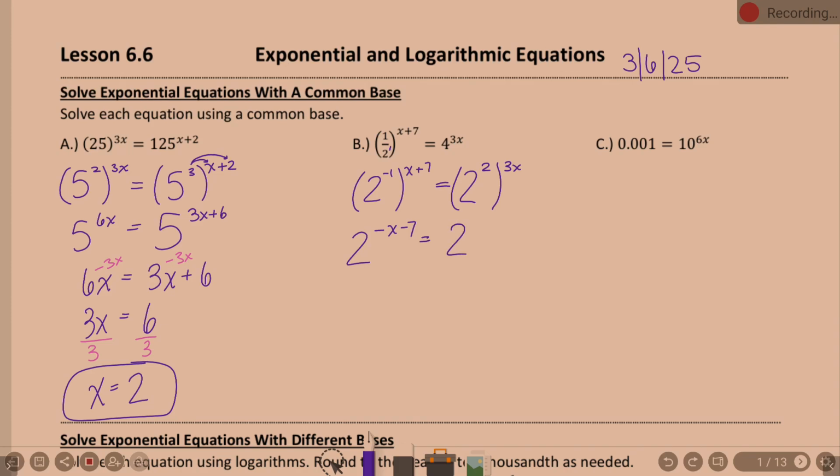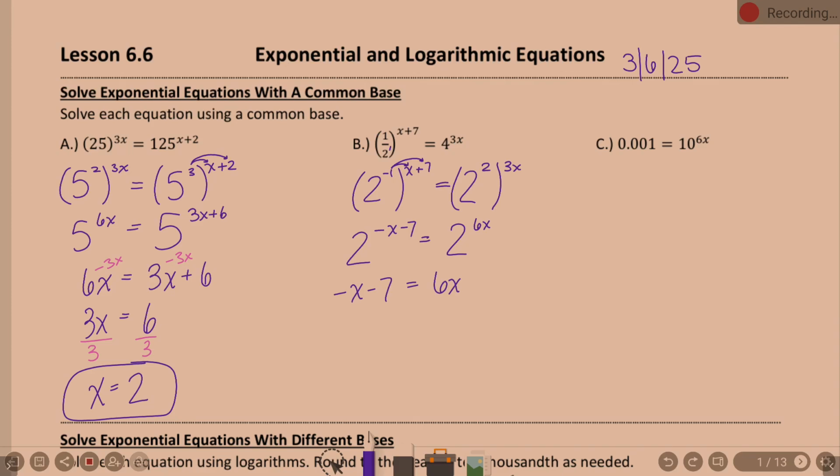2 to the what? 6x, because we're multiplying, right? Power raised to a power, you're going to multiply. Bases are the same, so what are we doing? Drop the bases. Set your exponents equal to each other. Negative x minus 7 equals 6x.